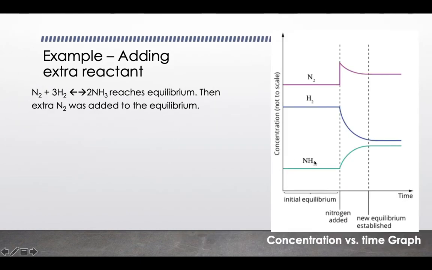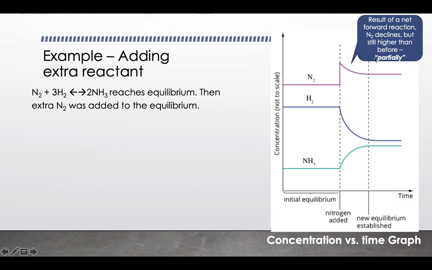Okay. So from a concentration versus time graph, we can see more clearly how the system partially counteracts it. You can see here that the nitrogen concentration spikes as a result of adding extra nitrogen, but it will gradually decrease because the system will push it back. But it doesn't decrease to its original level. It decreases but still remains at a slightly higher level. This is what we mean by partially opposing it.